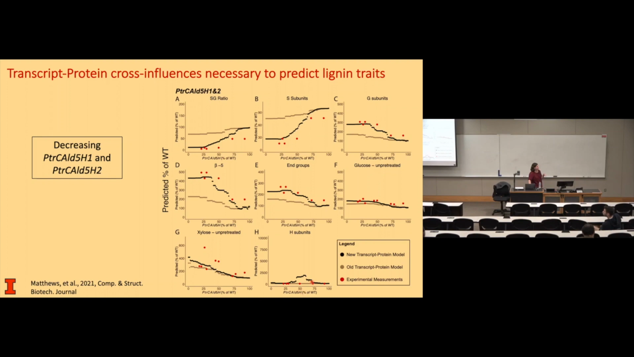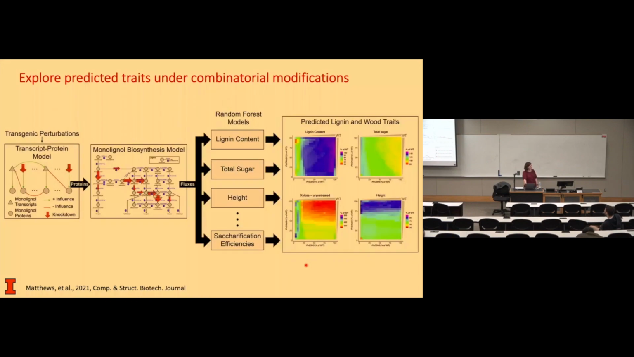Kind of the one exception here is the H subunits, which didn't do as well. The large reason for that was the range of data we had for the H subunits when we were training the model was not very large and had a few issues with it. So that explains that.